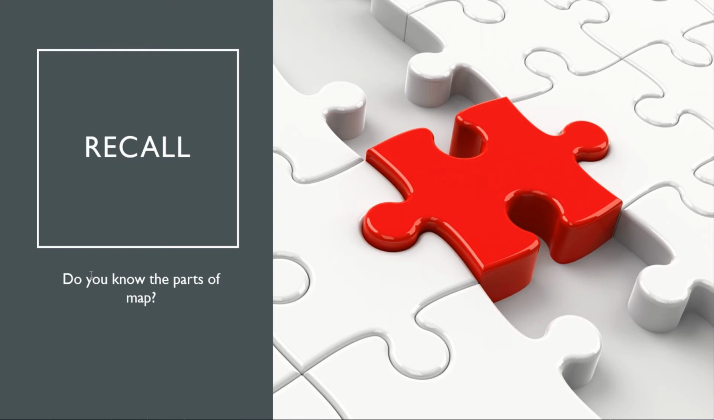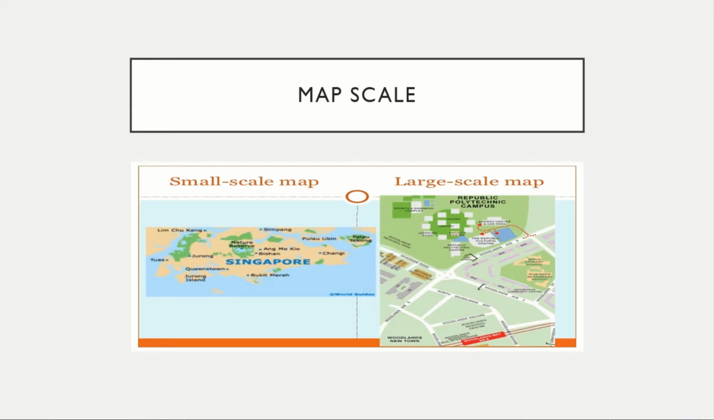So recall, do you know the parts of the map, like the compass rose, scale bar, and the colors on the map? These are some parts of the map which we must know. Here you can see the map scale. Map scale is of two types: one is the large scale map and the other is the small scale map.